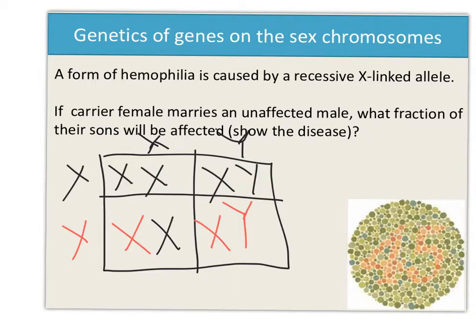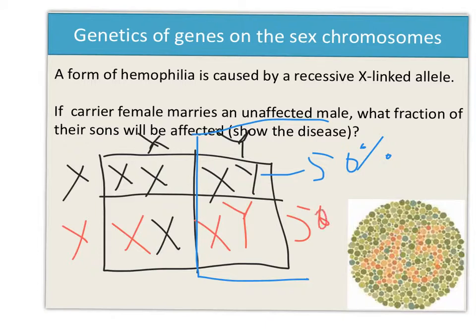So what fraction of their sons, not children, but what fraction of their sons will be affected? Well, the only sons are on this side, right? So 50%. 50% normal, and then 50% hemophilia. Okay.